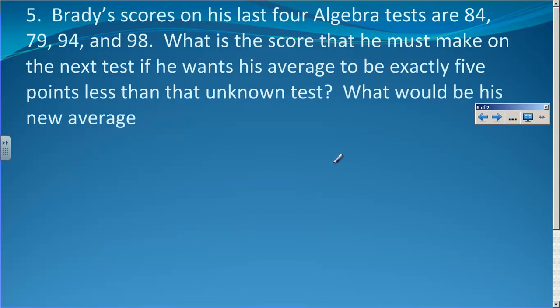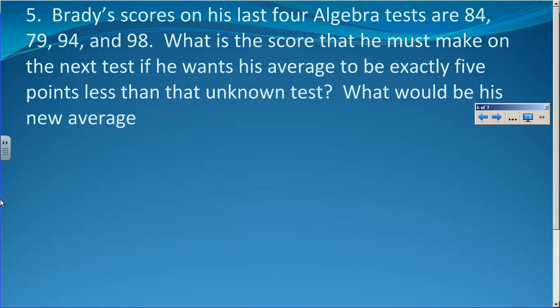So this question is important. Average questions show up a lot, and they're the kind that we tend to have trouble with. So let's just read through it and then talk about what we know. Brady's scores on his last 4 algebra tests are 84, 79, 94, and 98. We want the score that he must make on the next test if he wants his average to be exactly 5 points less than the unknown test.